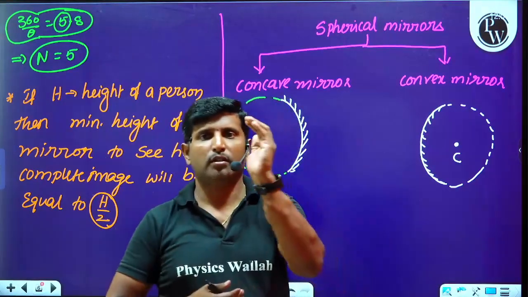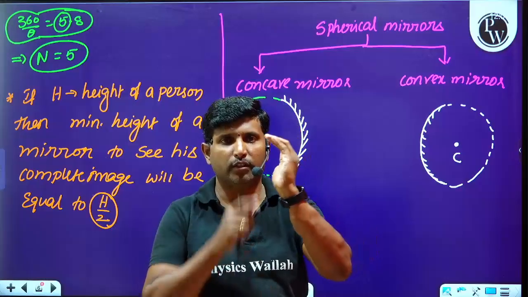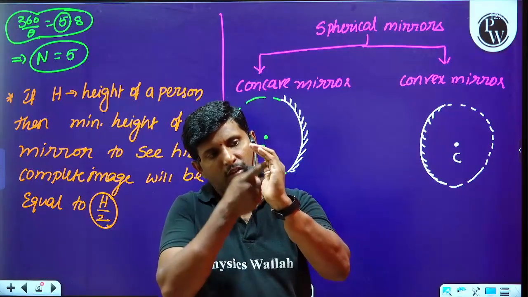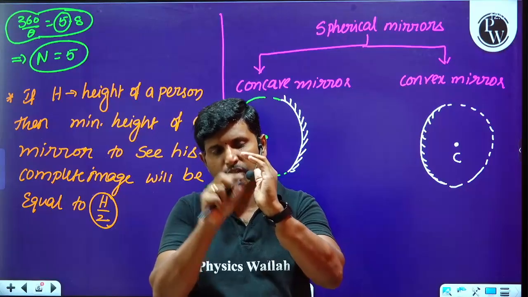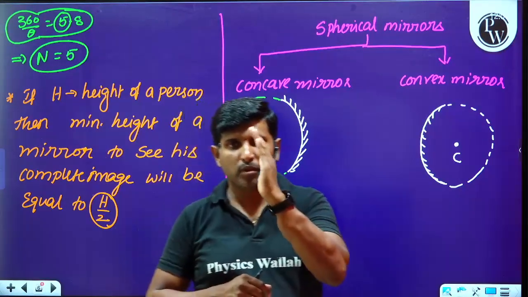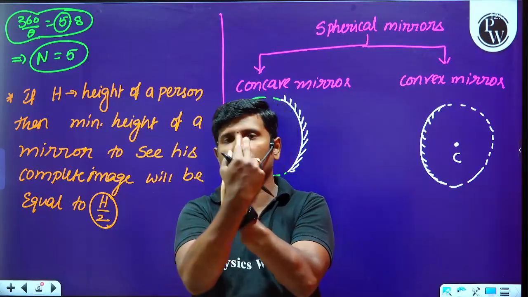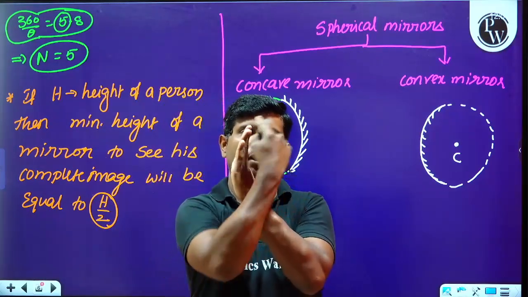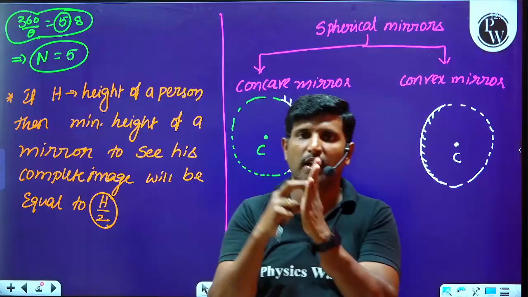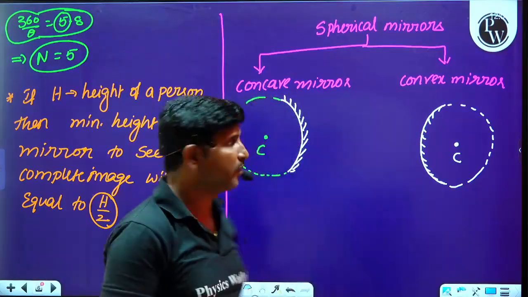So whenever I consider the hand like this, if the white face of this hand is towards the center, we can call it the reflecting face. It is a spherical mirror. Suppose the white face of this hand is away from the center, then it is considered a convex mirror.